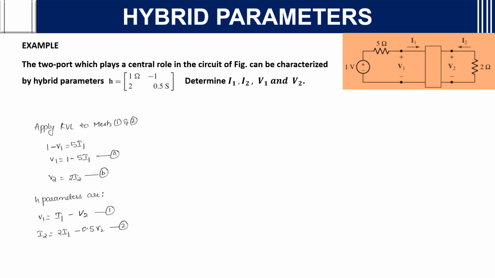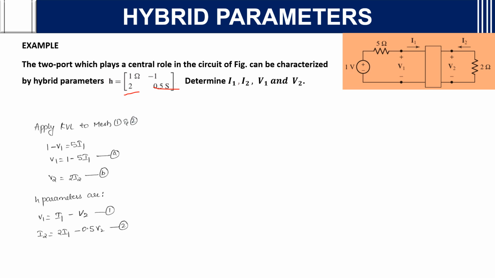If you apply KVL to mesh 1, 1 minus 5 into I1 minus V1 is equal to 0. So V1 will be equal to 1 minus 5I1. And V2 will be I2 into 2. The H parameters are already given, so you can write the H parameter equations: V1 is equal to I1 minus V2, and I2 is equal to 2I1 minus 0.5 V2.